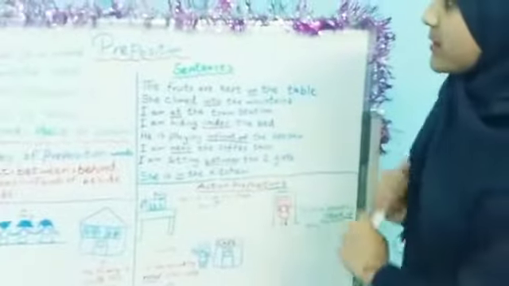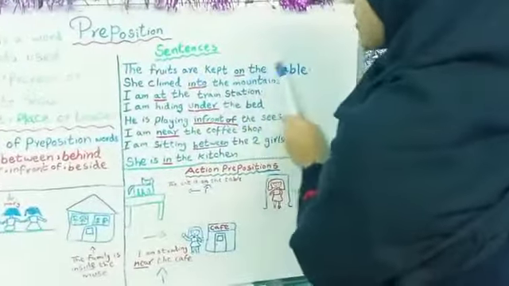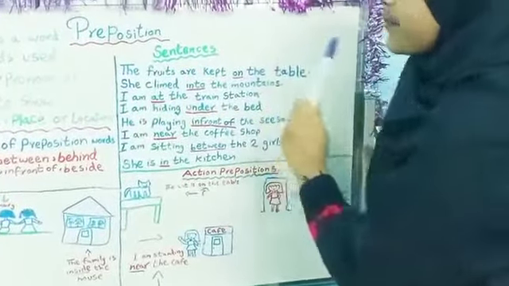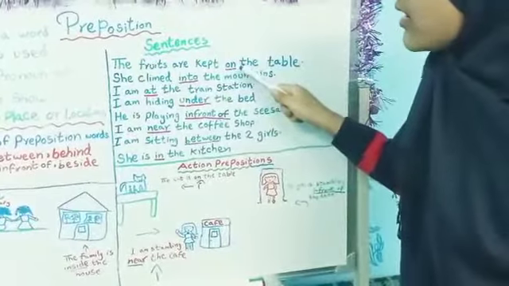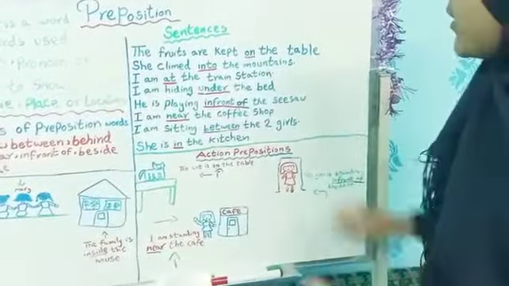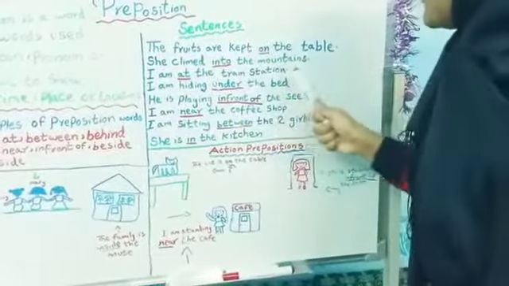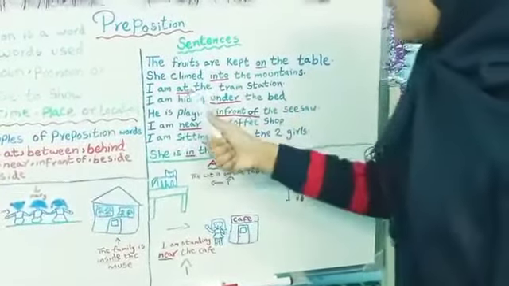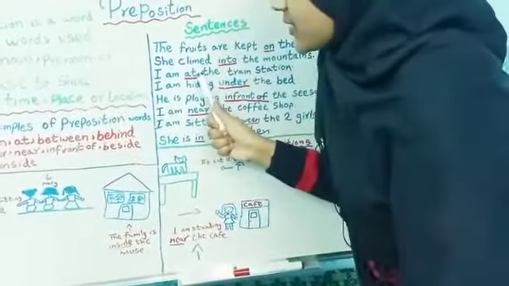Let's also take some examples of sentences. The fruits are kept on the table. The preposition word is on. She climbed into the mountains. In this one, the preposition word is into. I am at the train station. In this one, the preposition word is at.